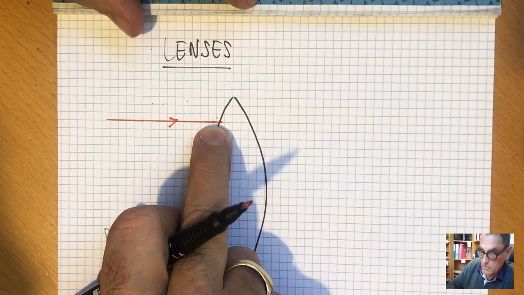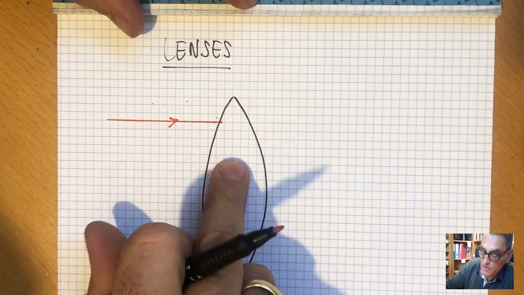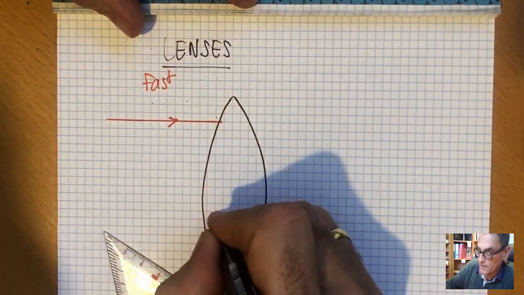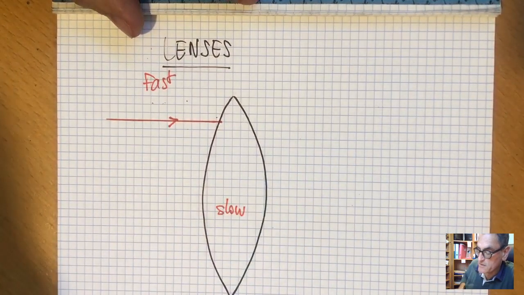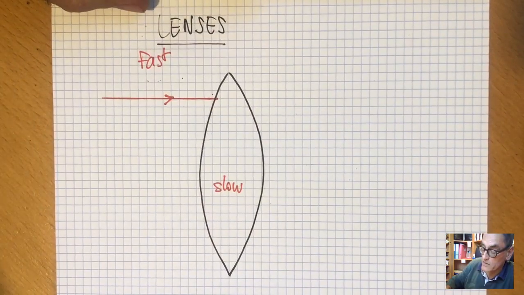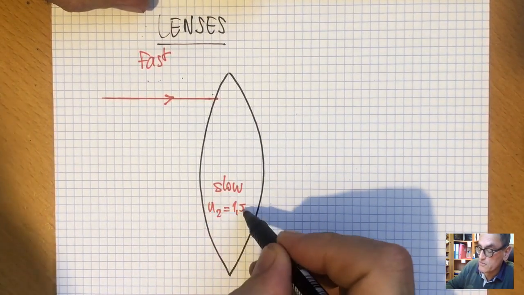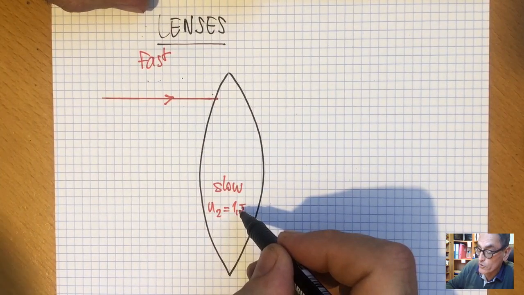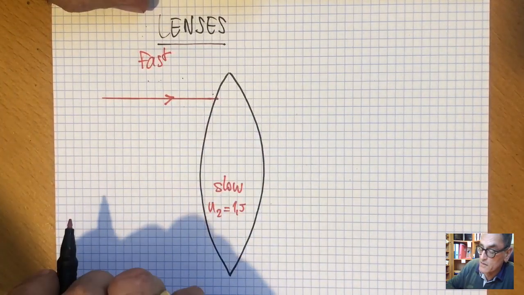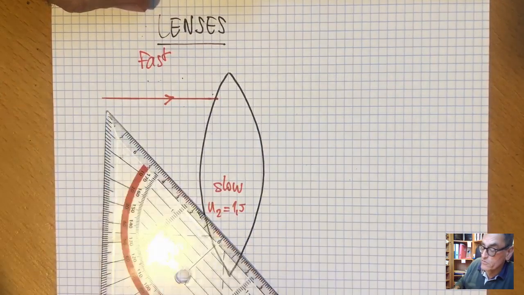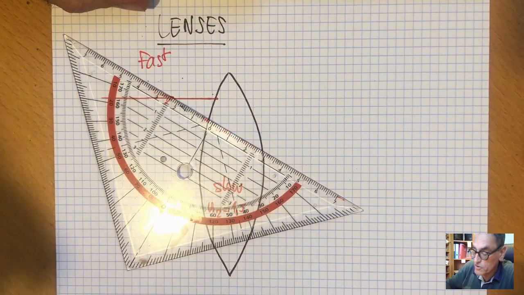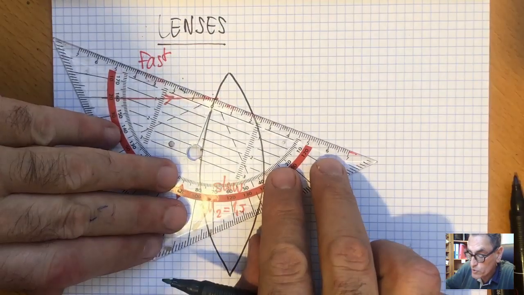How can we know? We are going from a fast medium to a slow medium. Outside the lens we are in air, and inside the lens we are in glass. So the index of the glass is 1.5, so the velocity of light inside the glass is lower, and so there will be a refraction. And when you go from a fast medium to a slow one, in all cases, you go closer to the normal.